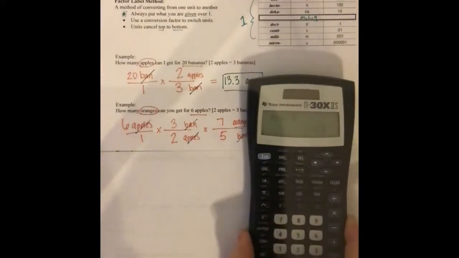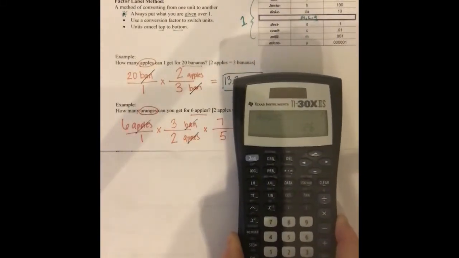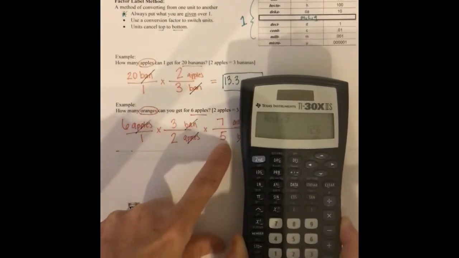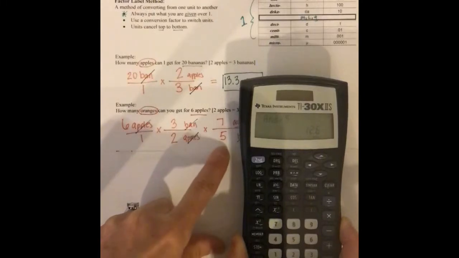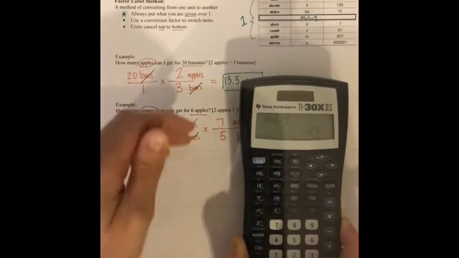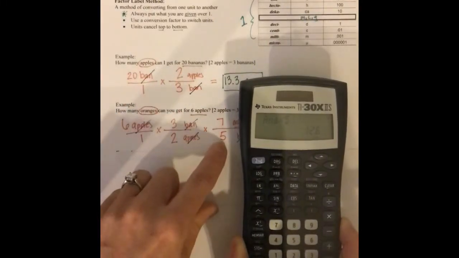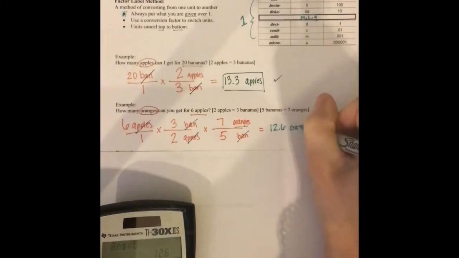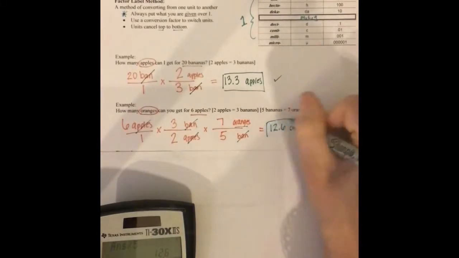If you're not getting 12.6, it's probably a calculator error, most likely with how you punched in the denominator. Okay, we're dividing by 2, dividing by 5. It's in the denominator. 12.6 is our answer. And our label would be oranges.